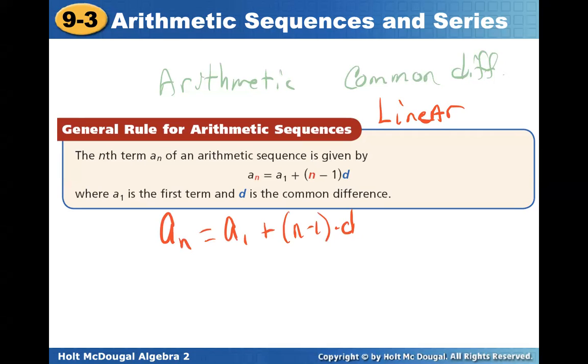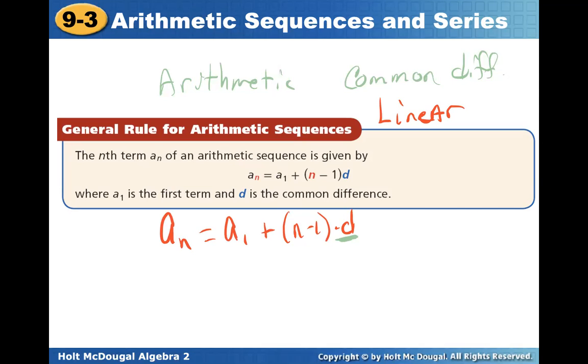Now, d is our common difference. That's like our slope, isn't it, of our line? Wouldn't that be our slope? For one term number, that would be like our slope of our line if we're equating this to being a linear function. Okay, that would be like our slope.